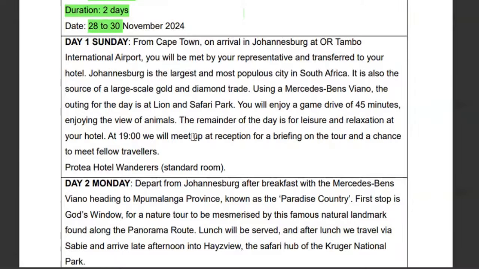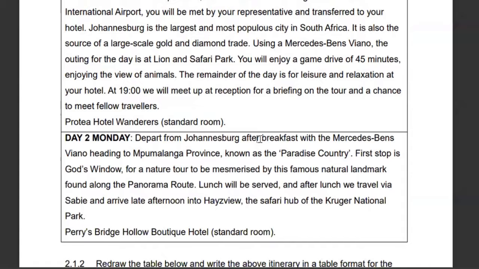At 7 p.m., we will meet up at the reception for a briefing on the tour and a chance to meet fellow travelers. So the Protea Hotel Wanderer Standard Room, that will be the accommodation. So we can as well highlight the accommodation. Then day 2, there is a departure from Johannesburg after breakfast with a Mercedes. So the mode of transport is Mercedes to Mpumalanga province, which is also known as the Paradise Country. Then there's a stop at God's Window, which is an attraction. Then they'll be mesmerized by this famous natural landmark along the panorama route.